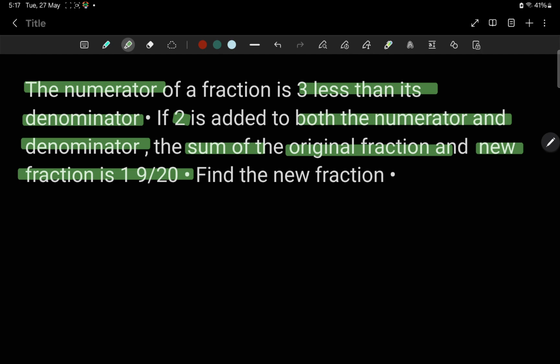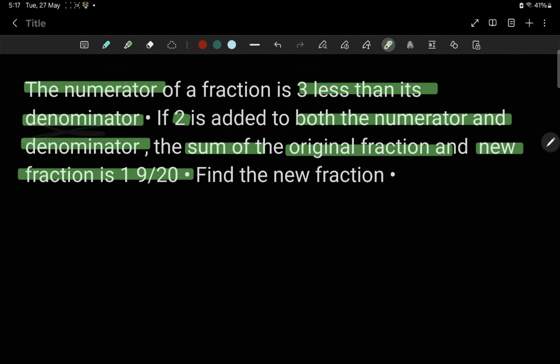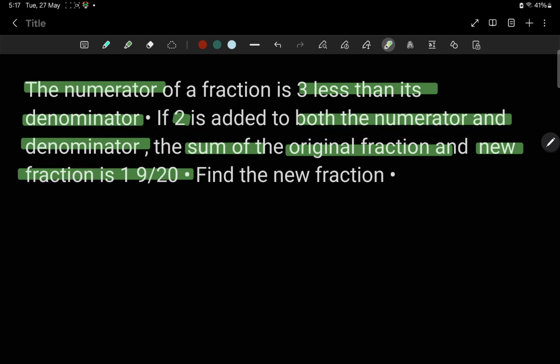Find the new fraction. This question says that the numerator of a fraction is 3 less than its denominator. So if 2 is added to both the numerator and denominator, the sum of the original fraction and the new fraction is 19/20. Find the new fraction. Okay, let's find the solution.